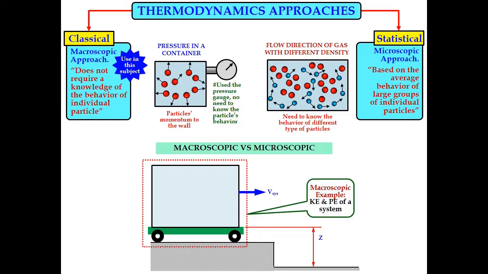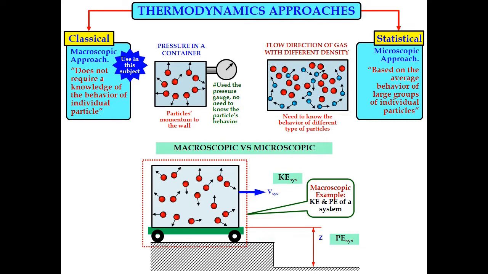Okay, so this is our system, and this is considered a macroscopic example, where from the velocity and the height of the trolley we can determine the kinetic energy and the potential energy of the whole system. So this approach we consider as the macroscopic approach. We can determine the kinetic energy for the whole system and also the potential energy for the whole system.